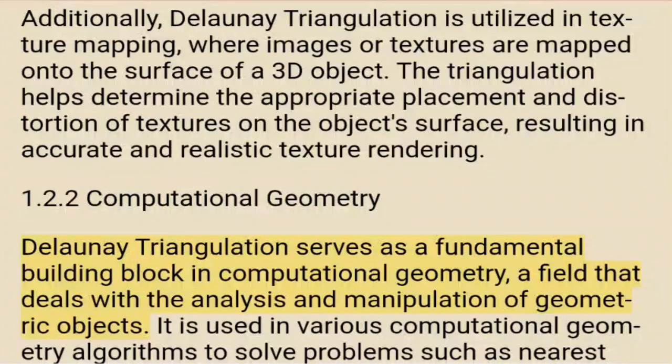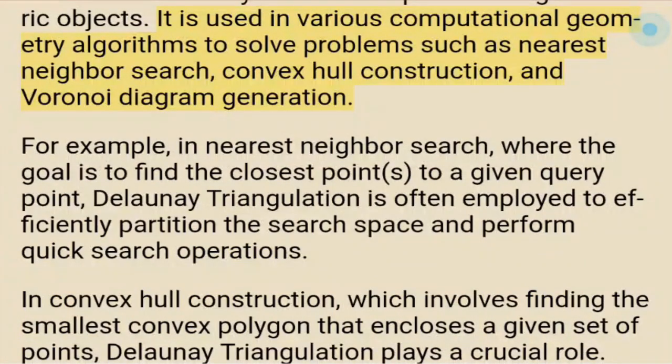Delaunay triangulation serves as a fundamental building block in computational geometry, a field that deals with the analysis and manipulation of geometric objects. It is used in various computational geometry algorithms to solve problems such as nearest neighbor search, convex hull construction, and Voronoi diagram generation. For example, in nearest neighbor search, where the goal is to find the closest points to a given query point, Delaunay triangulation is often employed to efficiently partition the search space and perform quick search operations.